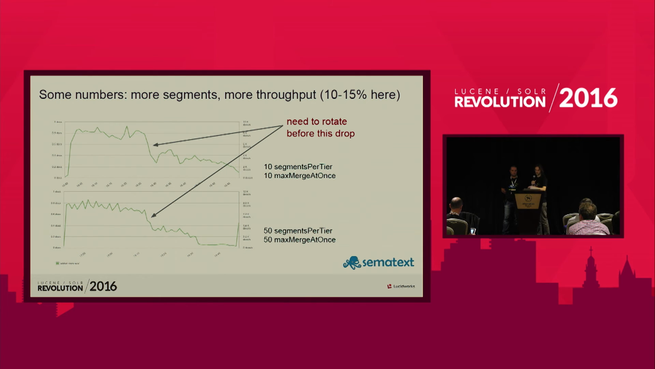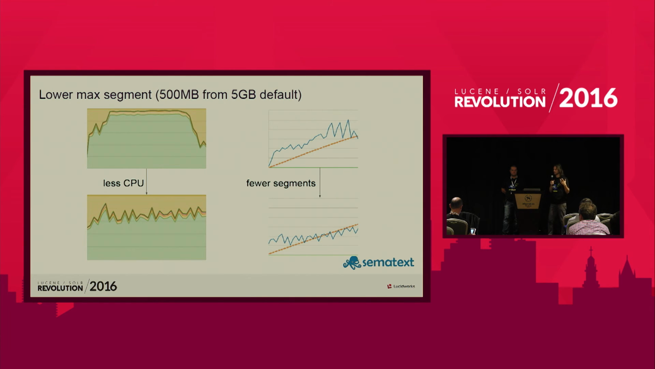So another test I wanted to show, like what Rafał just said, is that when you're lowering the max segment size, so the default is 5 gigs, we lowered it to 500 megabytes. And what we saw is with similar indexing throughput, we had fewer segments and the CPU usage was smaller. So we were more efficient in indexing.